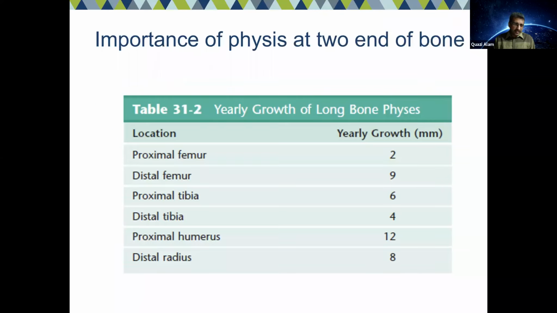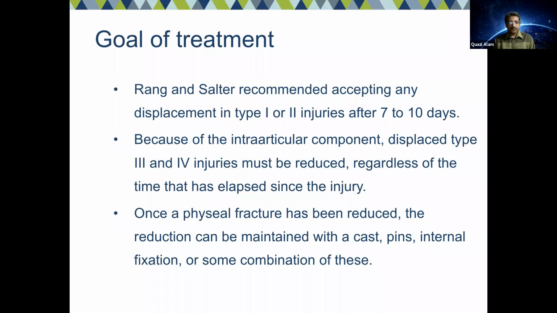So it will just give you an idea how much the growth plate actually contributes per year. The proximal femur gives only 2 millimeters of growth per year, while the distal femur gives about 9 millimeters per year, and so do the other growth plates. But the main thing is, whichever growth plate lies opposite to the direction of the nutrient artery will give the maximum growth.